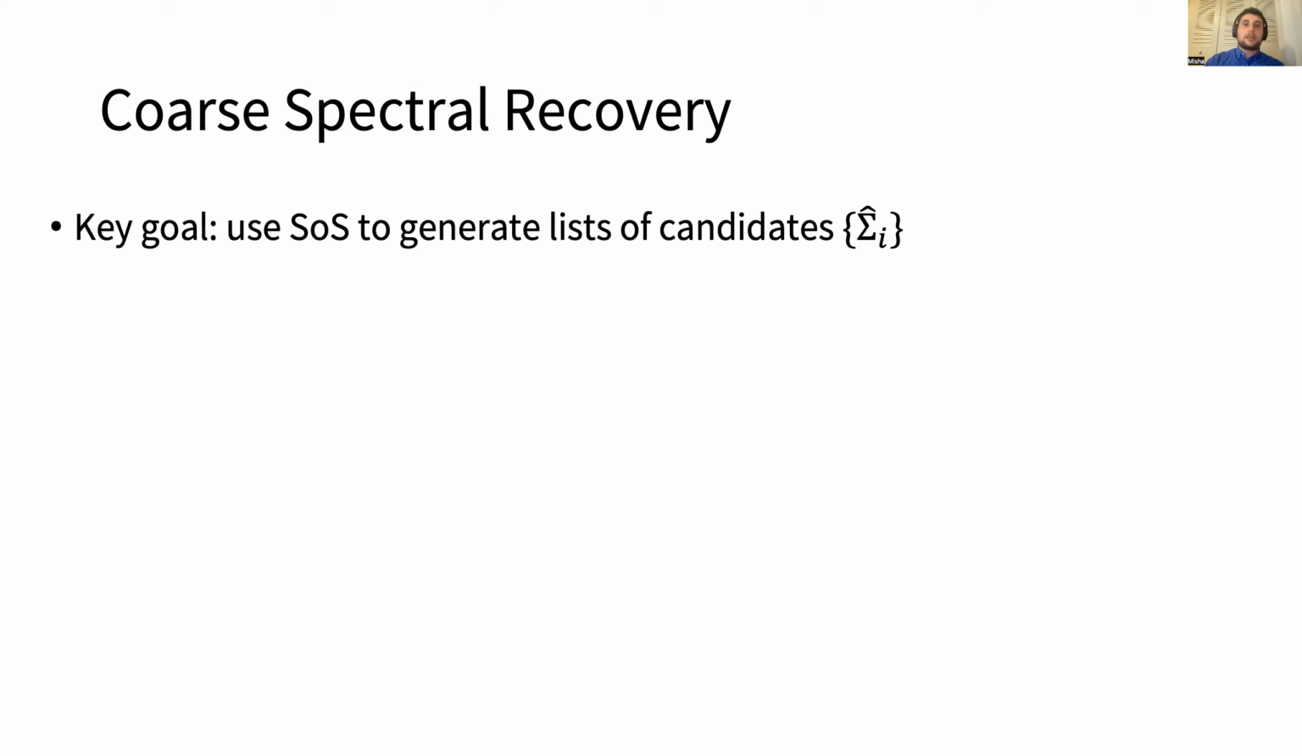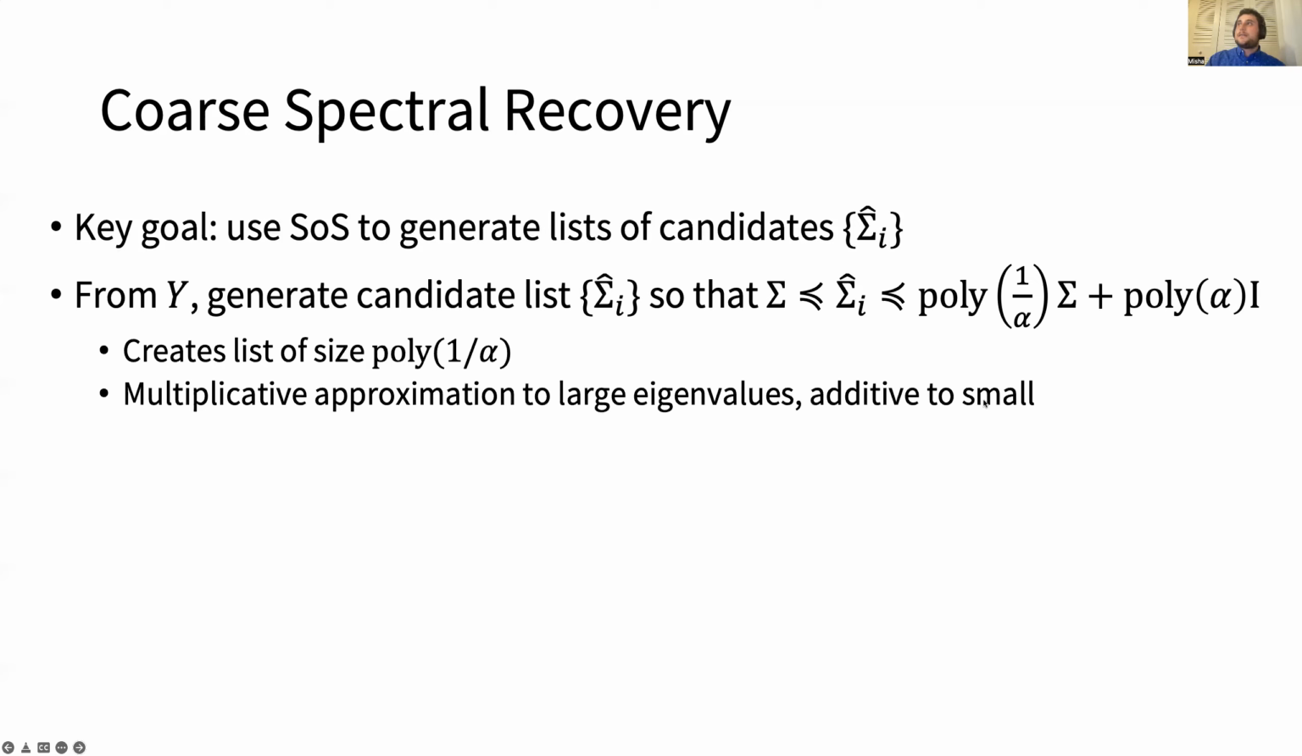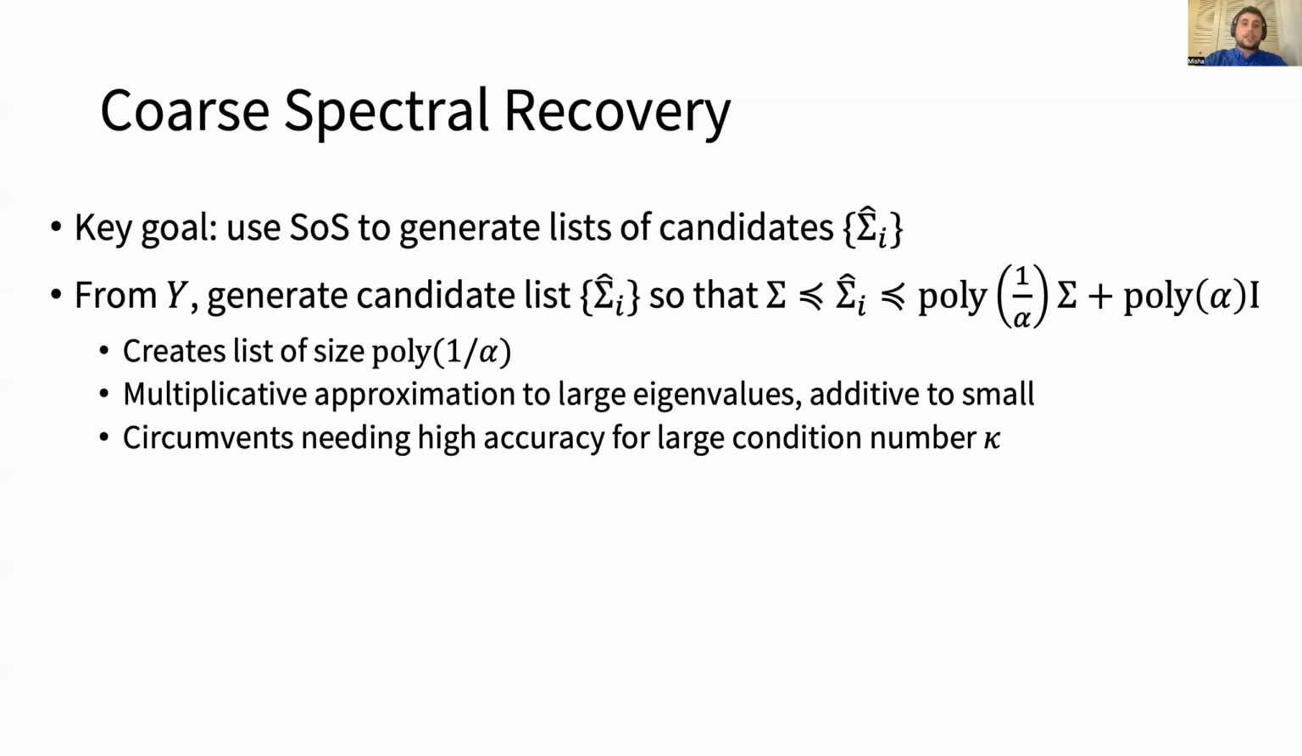So the first step, as mentioned before, is coarse spectral recovery. And this is what gives us the additive and multiplicative guarantee. The key goal here is to use sum of squares to generate some list of candidates, some list of sigma hat i's. So in particular, from our original corrupted sample Y, we want to generate some candidate list so that for some index i, we bound the original covariance on both sides. In other words, we are at least the original covariance, and we're bounded by something which is poly 1 over alpha on the large eigenvalues and poly alpha in the small ones. This list is of size polynomial in 1 over alpha, which is what we would want, dimension independent. And as mentioned before, this gives this multiplicative approximation to large eigenvalues, and then an additive approximation to small eigenvalues, which aren't captured by this first part. This circumvents needing high accuracy for large condition numbers by splitting up into these 2 cases.